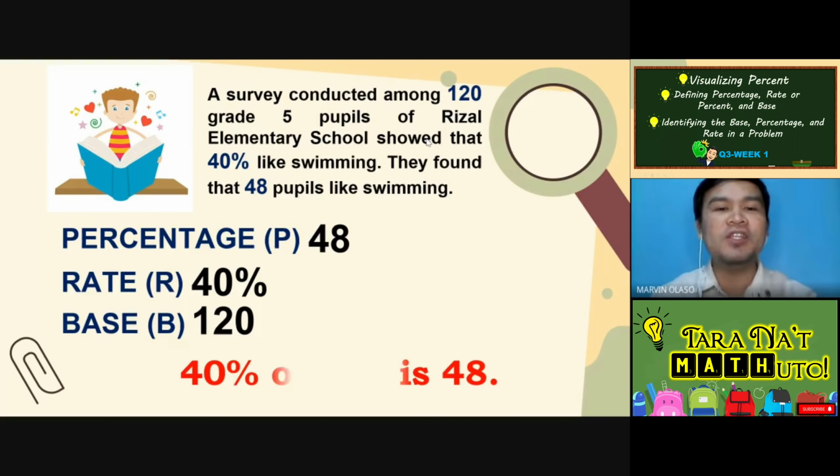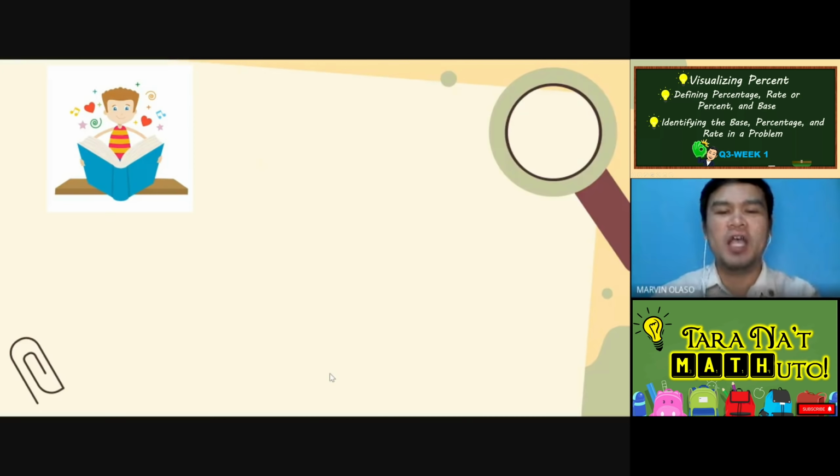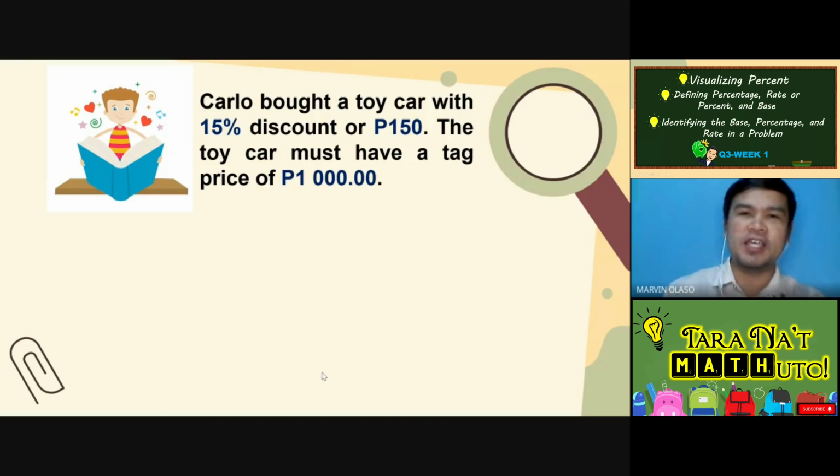Therefore, please remember this: 40% of 120 is 48. So we now have the percentage, the rate, and the base. Okay? Well, let's proceed to the next example. Our problem is: Carlo bought a toy car with a 15% discount, or 150 pesos. The toy car must have a tag price of 1,000 pesos.